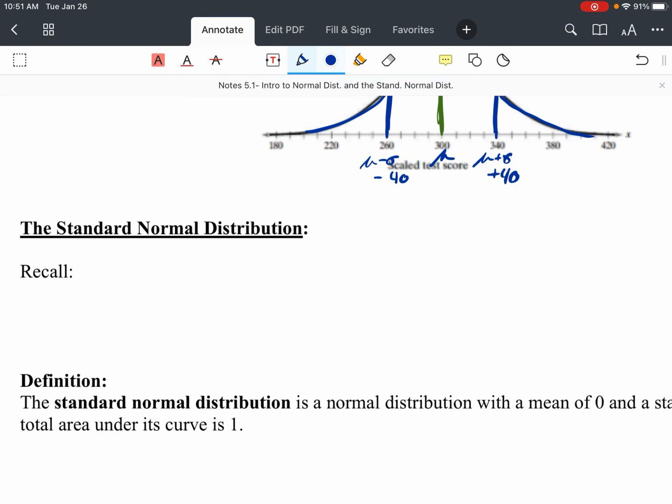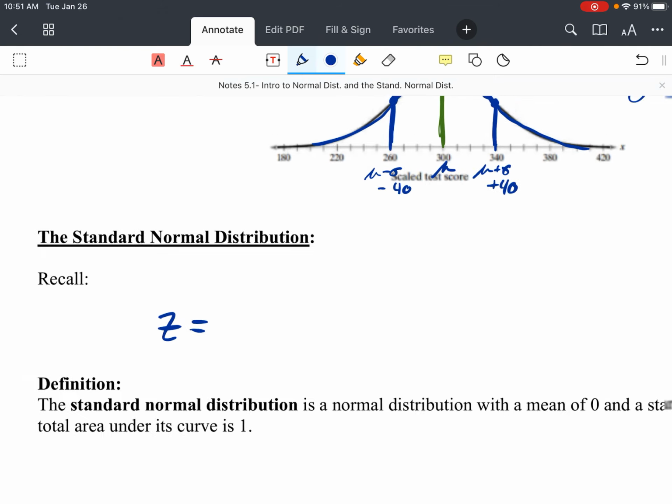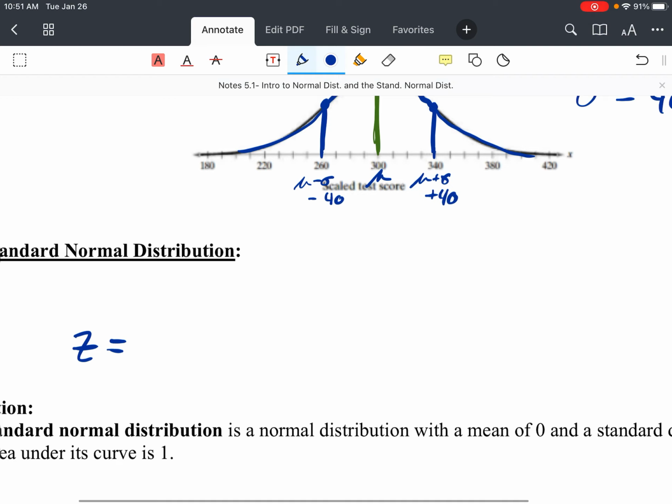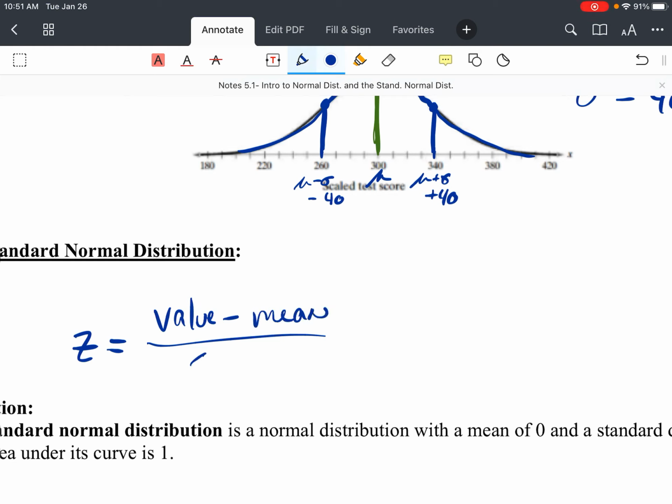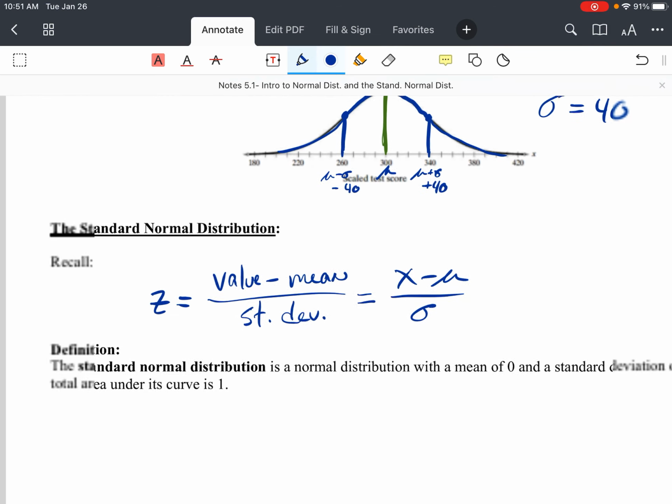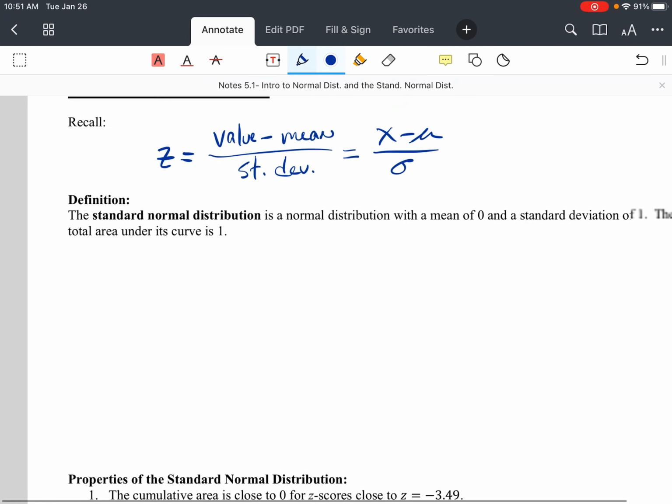Okay, so I want you to recall that the normal distribution can be calculated with a z-score. We've talked about z-scores before. Z-scores represent the position on your graph, on your chart. The z-score can be calculated as the value minus the mean divided by the standard deviation. The way we write that symbolically is the value minus the mean divided by the standard deviation.